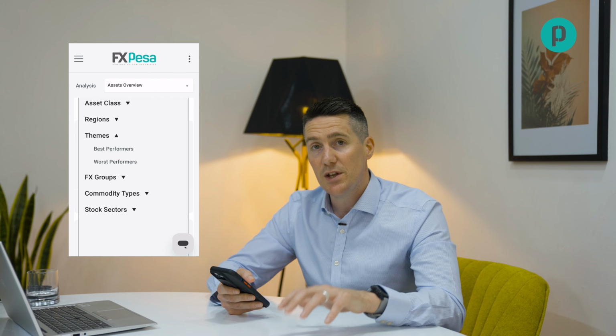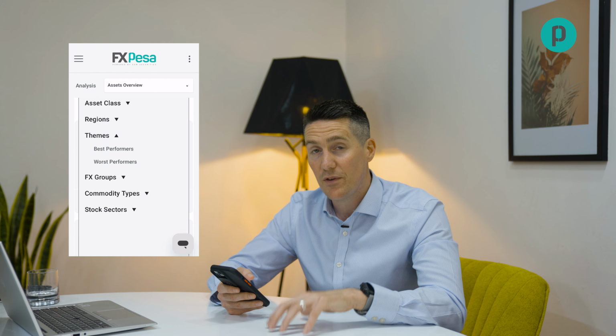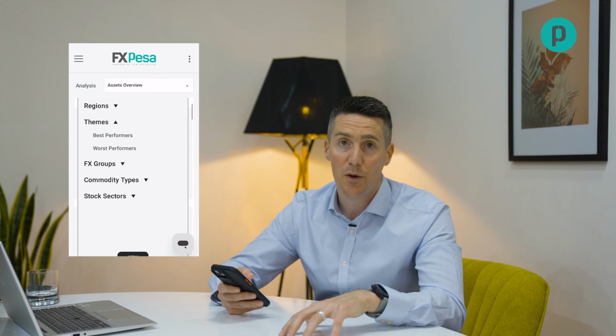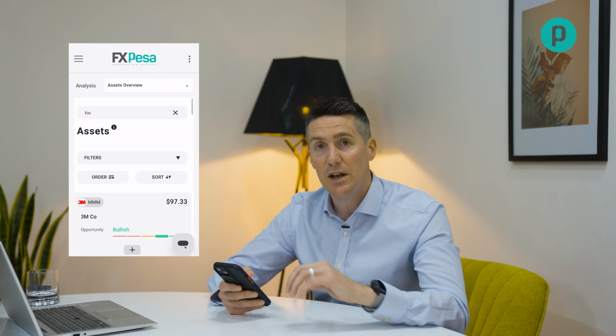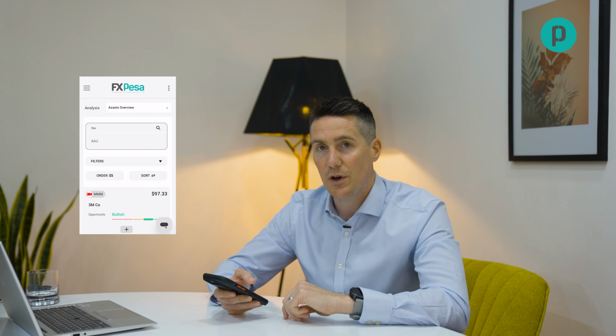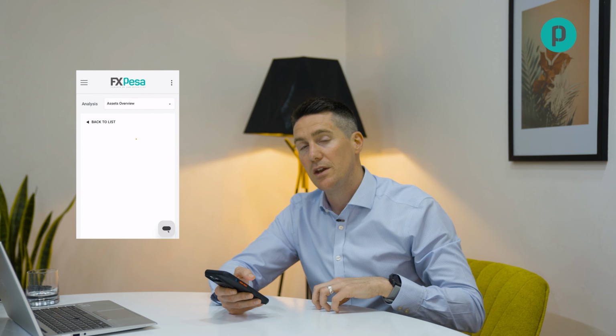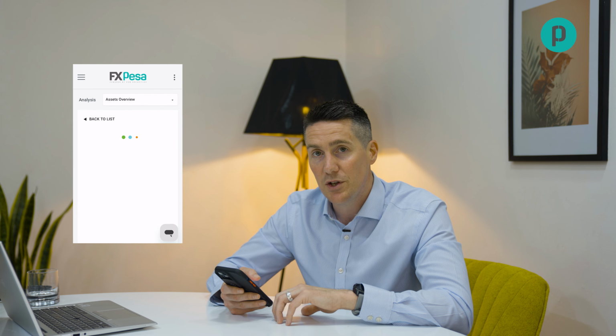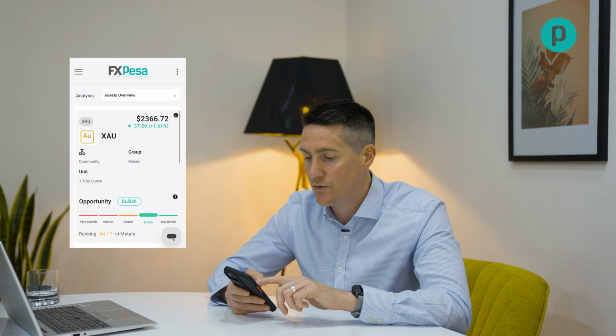There's also a way of selecting themes, so we can actually try and find what are the best performing assets at the moment and the worst performing to really narrow down that search and allow you to find opportunities that will be interesting today. So once we've applied the filter, we can start looking through the various options that we get. I'm going to take a look at gold using the search function at the top to bring up what's happening with gold today and give me an overview of this particular market and look at the sort of information that we can find by using the assets overview tool.